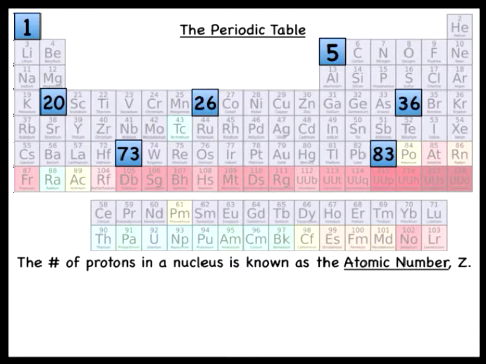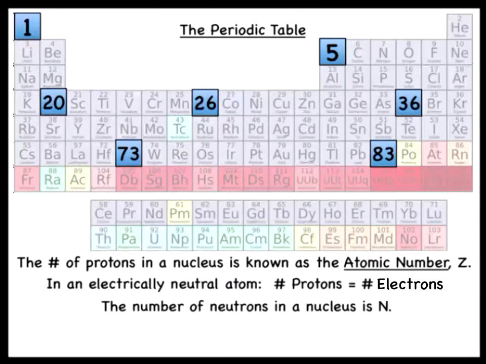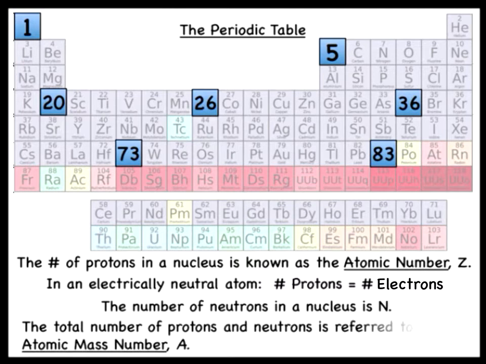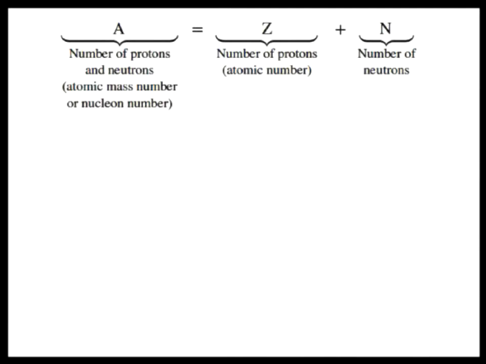In an electrically neutral atom, the number of nuclear protons equals the number of electrons in orbit about the nucleus. The number of neutrons in the nucleus is N. The total number of protons and neutrons is referred to as the atomic mass number A, because the total nuclear mass is approximately equal to A times the mass of a single nucleon. Sometimes A is also called the nucleon number.